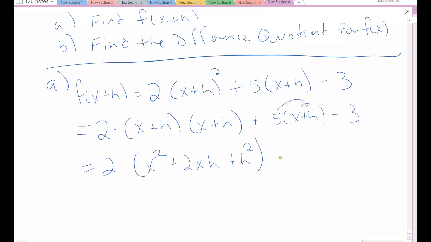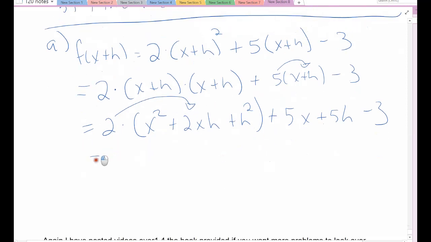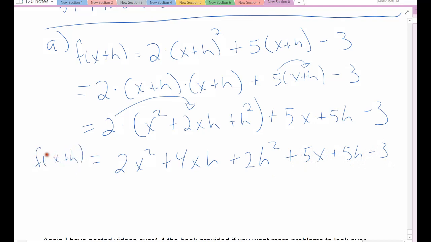Then here I'm going to multiply through by my 5. So I get 5x plus 5h. Still have the minus 3, don't lose it. Next step, distribute your 2. And so we get 2x squared plus 4xh plus 2h squared plus 5x plus 5h minus 3. And there's f of x plus h.